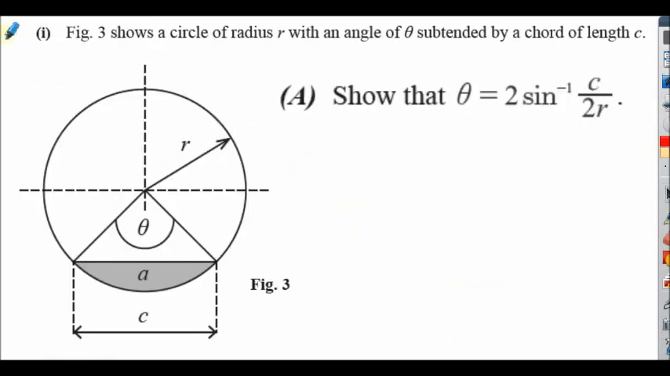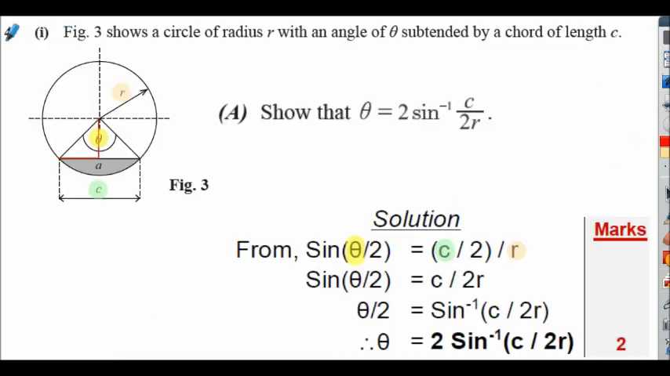Here's question 4. Basically it's a geometrical, area and volume type question. Here's part 1. Sub-question A, we've got to show this expression given the diagram in figure 3. I'll let you review these solutions at your own pace. Question 4, part 1. Sub-question A here is a solution. Find theta.